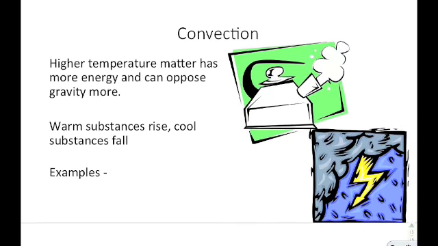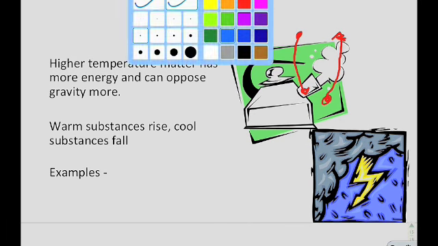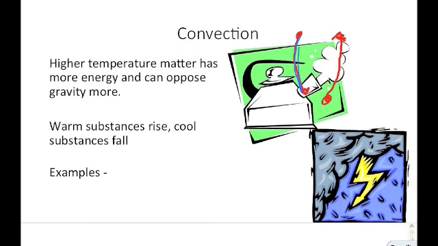The next one is convection. Convection is kind of a special case. Whenever you have something with a higher temperature, remember it can move more, so it tends to move higher up in the atmosphere. Things that are colder don't have as much energy, so they tend to not be able to escape gravity as well, so they tend to fall. So you have cold things that fall and hot things that rise. That's a method of heat transfer as well, where you have warm air rising and cold air falling, or warm water rising and cold water falling, and that's called convection.